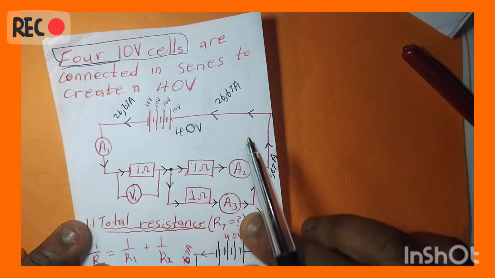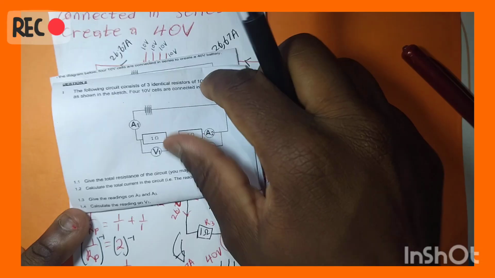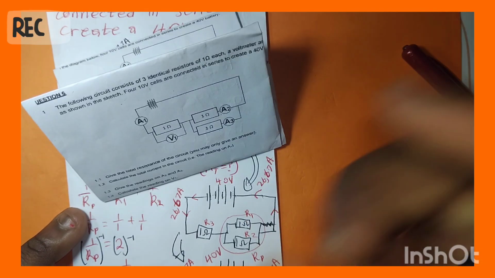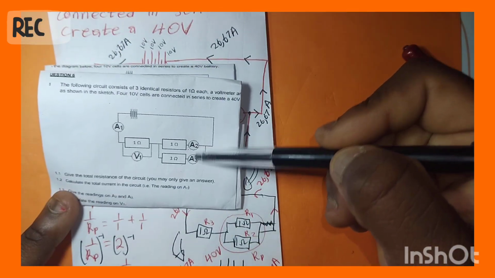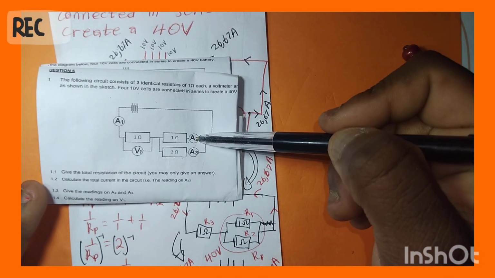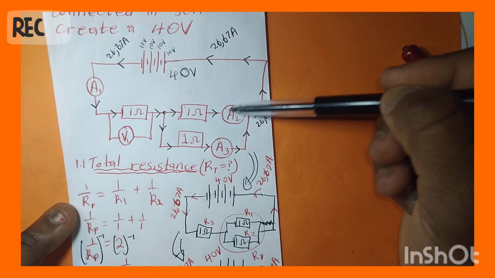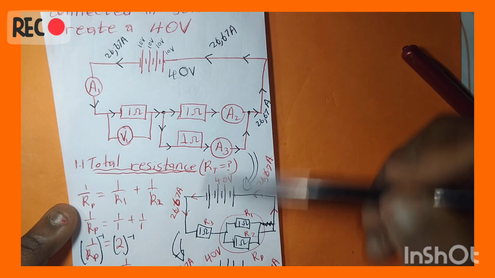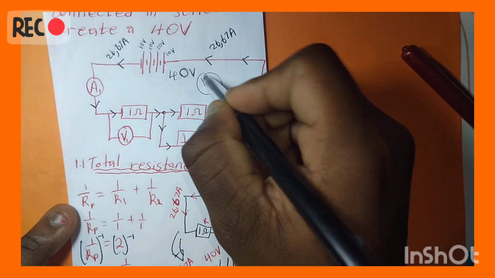Take note of that. So now the next question says to give the reading on V2 and give the reading on A2 and A3. Where are A2 and A3? When they need a reading on A2 and A3, they need you to identify the current that is measured by this ammeter. And for you to determine that current, the first thing you should know is the voltage across here.